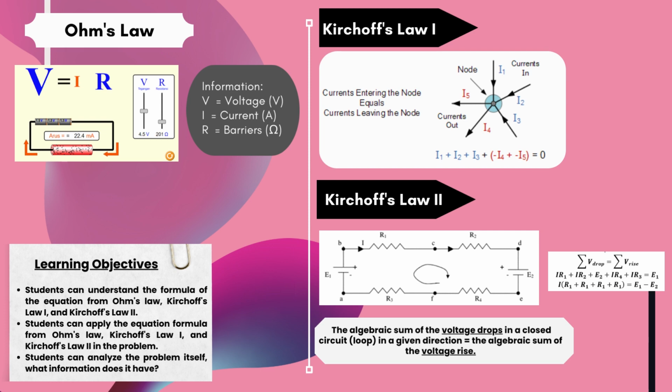Kirchhoff's law number 1 gives the equation where the current entering the node equals the current leaving the node. And Kirchhoff's law number 2 has the equation where the resultant of V drop is the resultant of V rise. The algebraic sum of the voltage drops in a closed circuit or loop in a given direction is equal to the algebraic sum of the voltage rise.